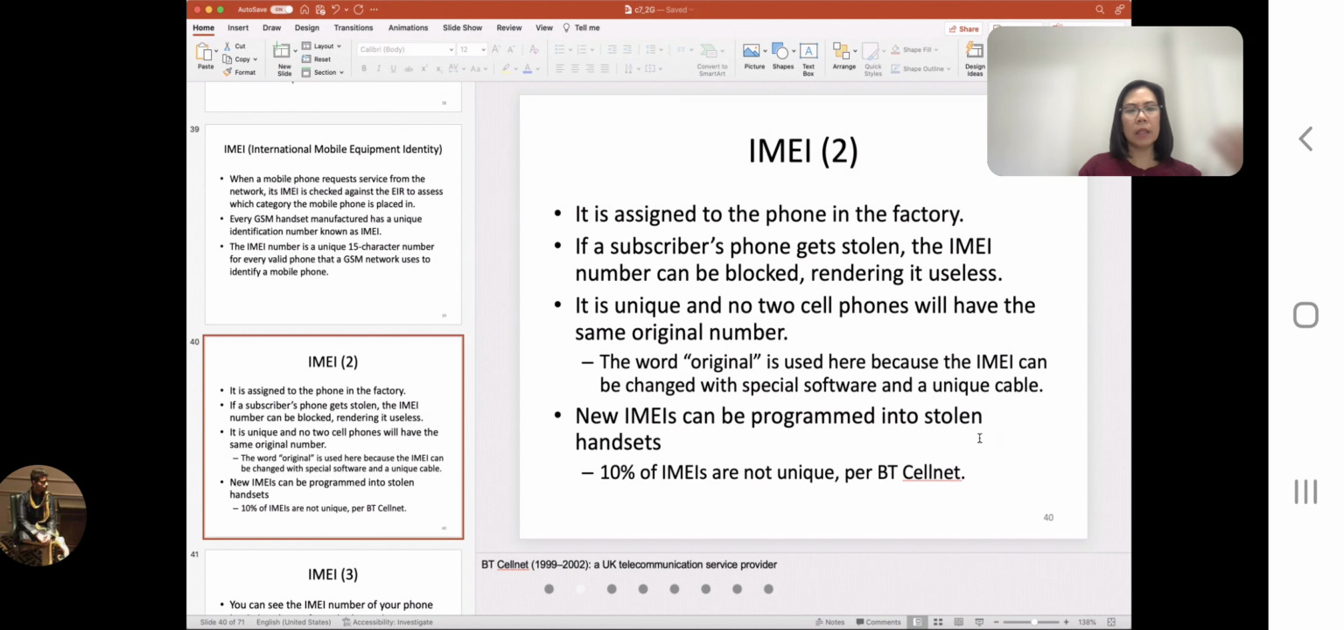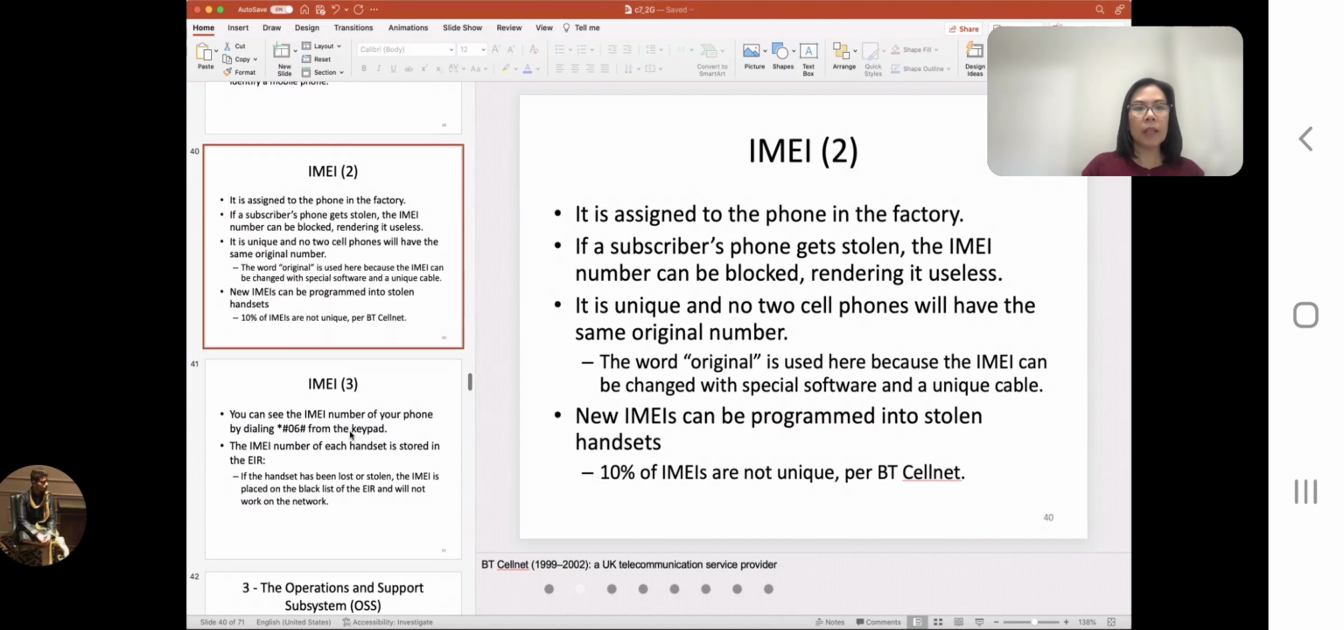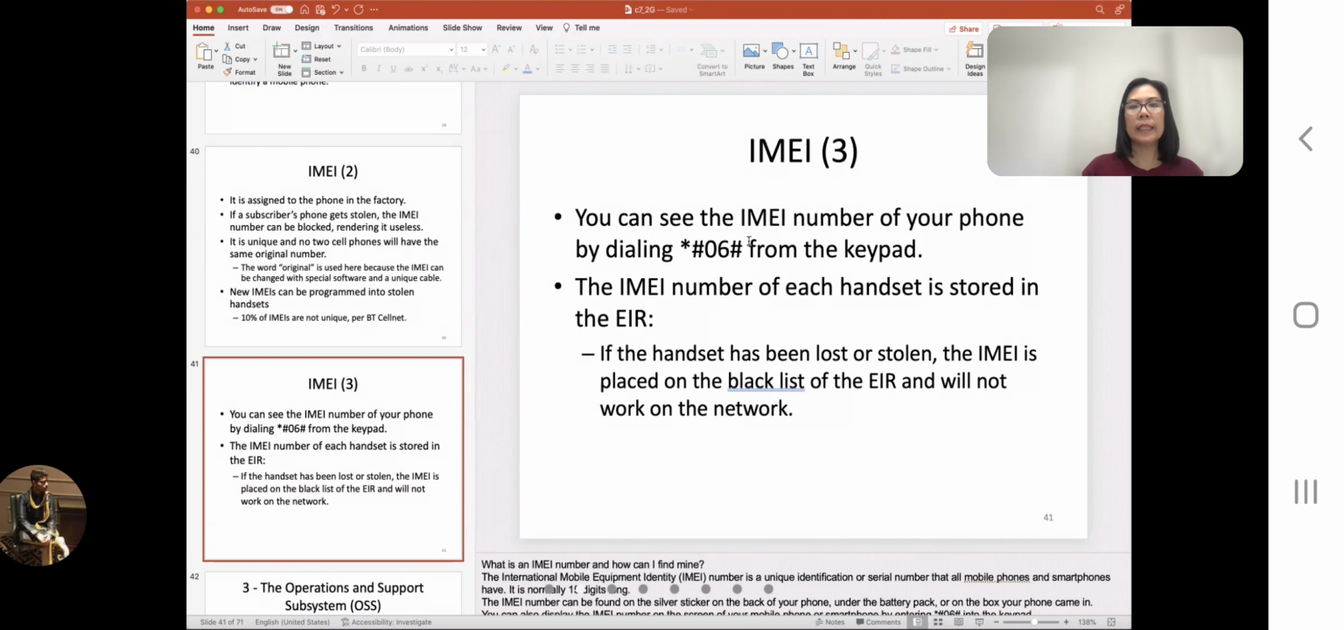So in the past survey or past statistics, the British Cellnet carriers say that about 10% of the IMEIs in their network were not unique. All right, so this is data from the UK. So basically these phones were stolen, and then they changed the IMEI to the number of a white phone or valid phone. Now, if you're curious, you can see the IMEI number of your phone by dialing the sequence on your phone, and you will see it.